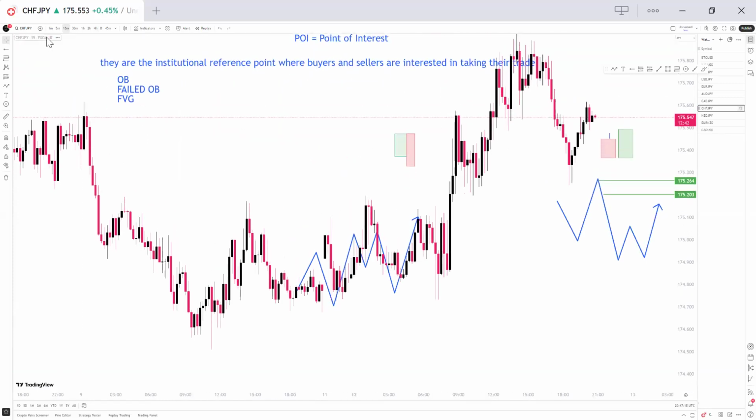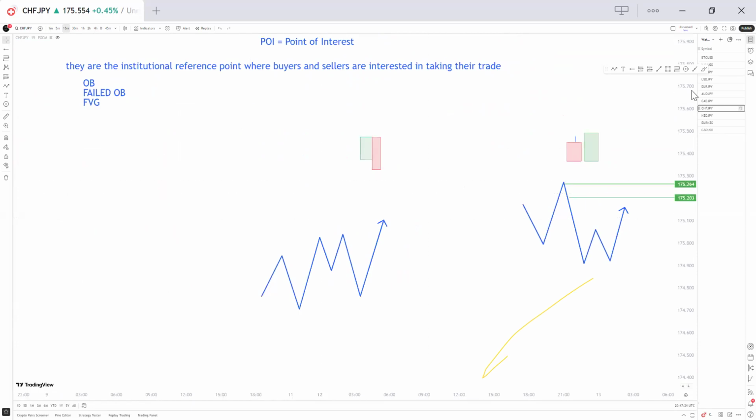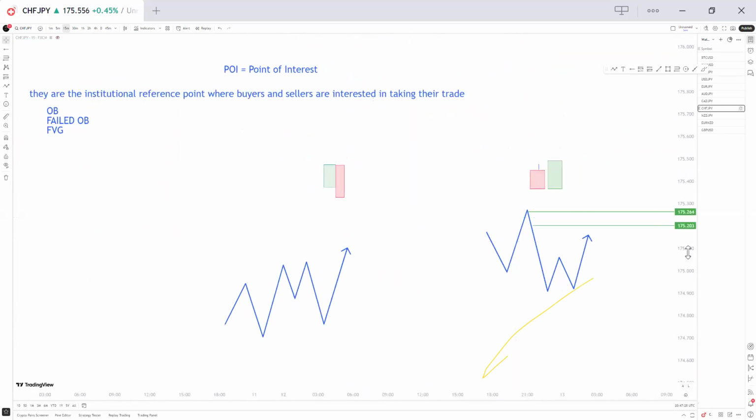Now, I was talking about order block. Now let's go to failed order block. Who is this one writing on my screen now? Please don't start.